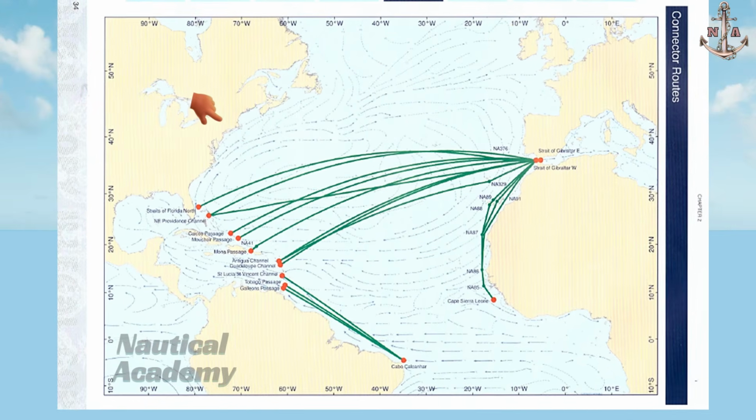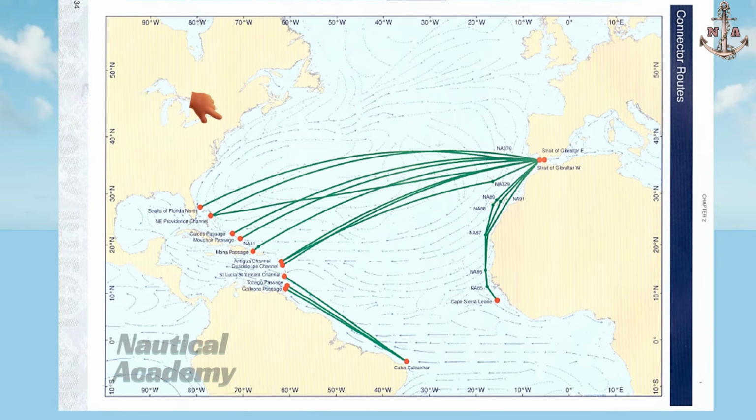Now, let's create a route using this publication. Assuming that our ship is presently in Colón, Panama. As for the voyage instructions, the ship is directed to proceed to Port Said, Egypt, via Mona Passage. Therefore, the entire voyage will cover the Caribbean Sea, cross the North Atlantic, and then go to the Mediterranean Sea.